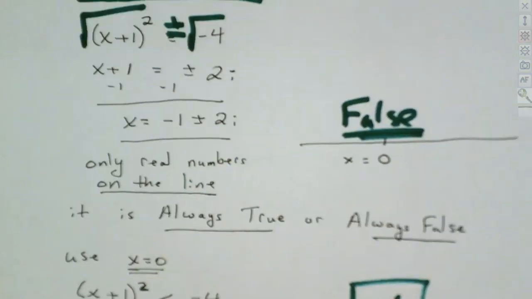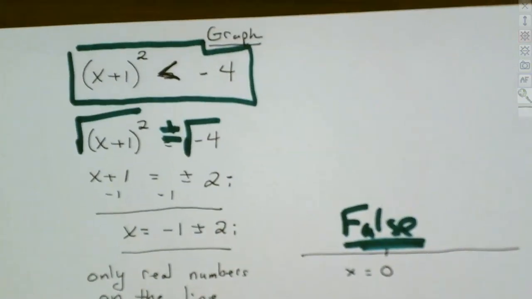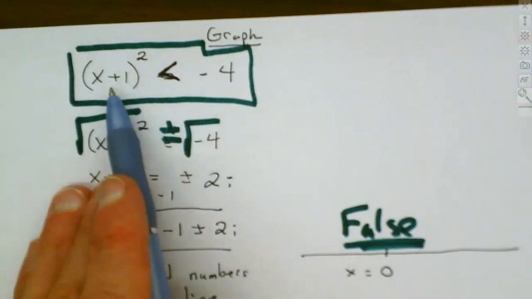And you could have even thought about it in a more abstract sense. Because what do we know about numbers when we square them? When we square a negative, what does it become? Whenever we square a negative number, it becomes positive, doesn't it? So I could have looked right here at the very beginning.